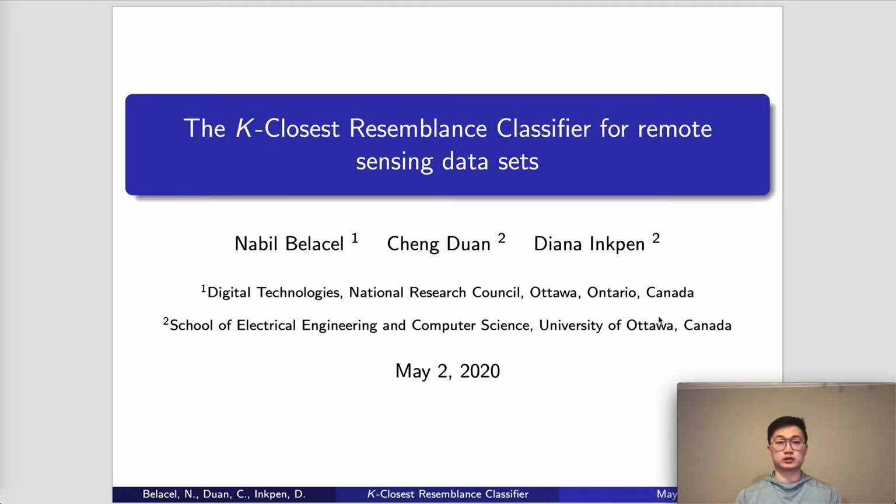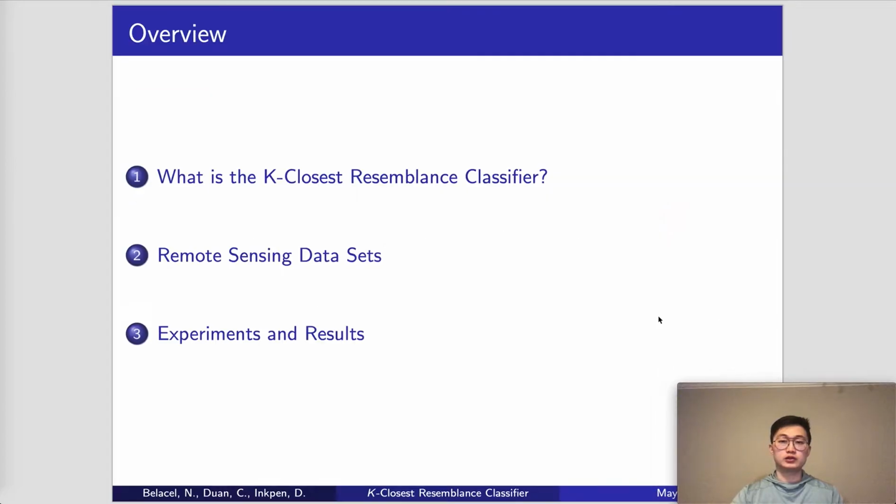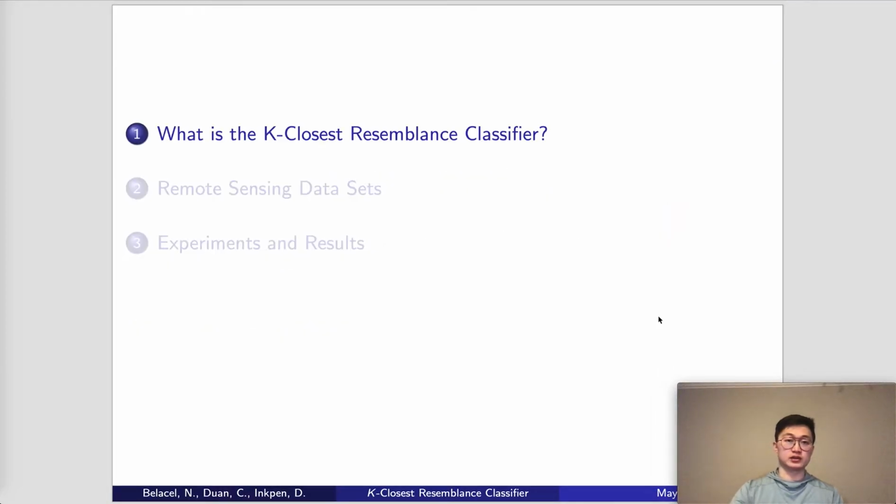I'm from University of Ottawa, and today I will introduce this paper, the K-Closest Resemblance Classifier for remote sensing datasets. I wrote this paper with Dr. Nabil from National Research Council and Professor Diana from University of Ottawa. I will first introduce what exactly is the K-Closest Resemblance Classifier.